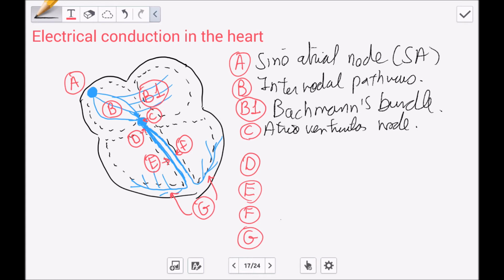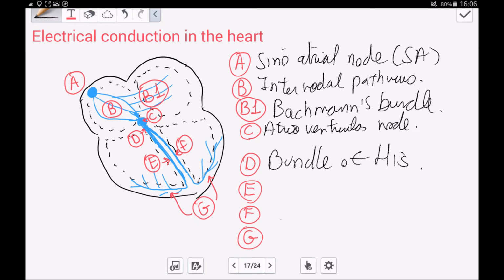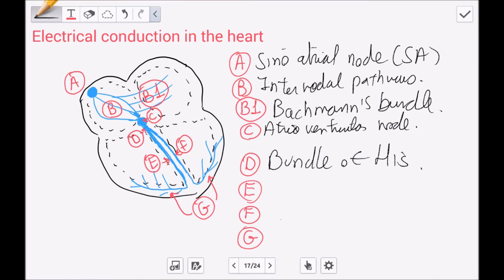D, which is this part over here, as the arrow is pointing up, that's the bundle of His. E, a little bit further down, this is the right bundle branch. F, on the other side, is the left bundle branch. And G, those are your Purkinje fibers.